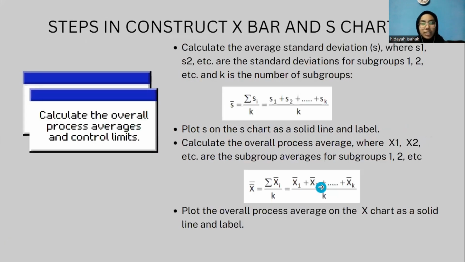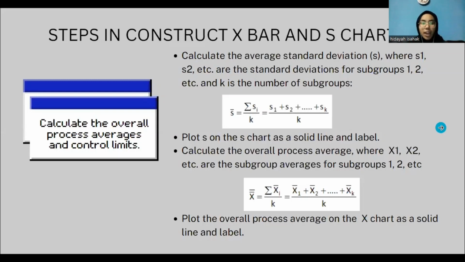For the third step, we need to calculate the average standard deviation S bar, where S1, S2, etc. are the standard deviation for subgroups 1, 2, etc. and K is the number of the subgroups. This is the formula we use to calculate the average. S bar equals summation of S divided by K. Plot S bar on the S chart as a solid line and label.